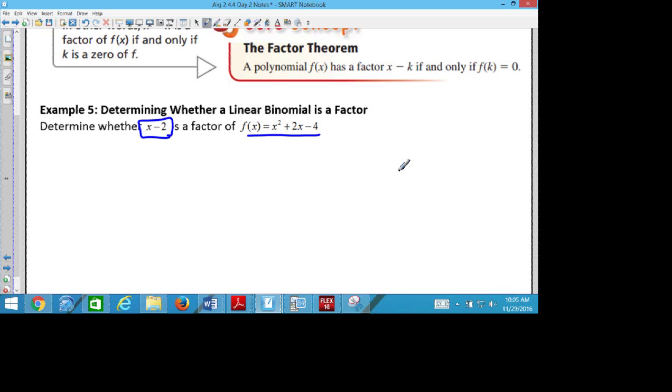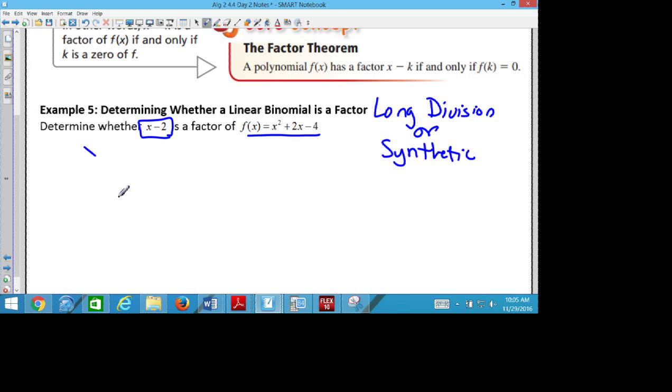How do you divide polynomials? Two possibilities: long division or synthetic. You might have to use long division depending on what you're dividing by. But for this one, since we're just dividing by x minus 2, we can use synthetic division. So let's review synthetic division.